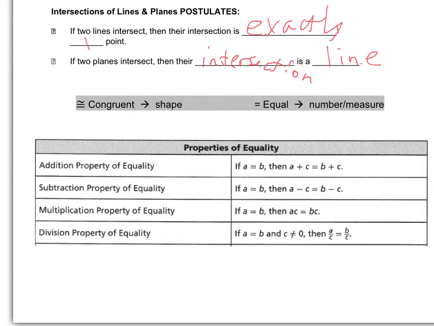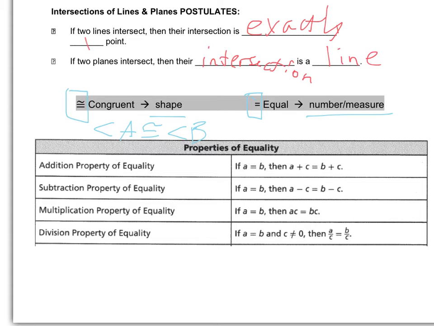One point I would like to bring out is this symbol right here. It means congruent, as opposed to equal. If it's congruent, we're talking about the shape of it. For instance, angle A is congruent to angle B. That means we don't know what the measures are, but we know that the two angles have the same shape. If two triangles have the same shape, they're congruent. Now, if we're talking about angle measure, or the measure of a segment, we are talking about equal.